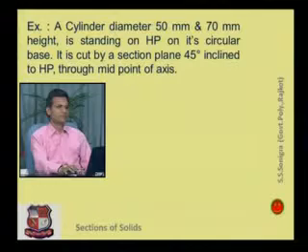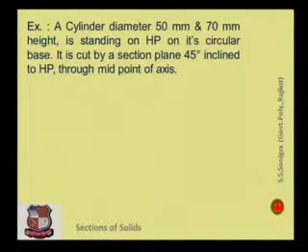Now another problem. Here the data is given, now we discuss the cylinder. We have solved the problem of the hexagonal prism. Here it is given that a cylinder with diameter 50 mm and height 70 mm is standing on HP on its circular base. As we know, the cylinder has a circular base which is resting on the horizontal plane.